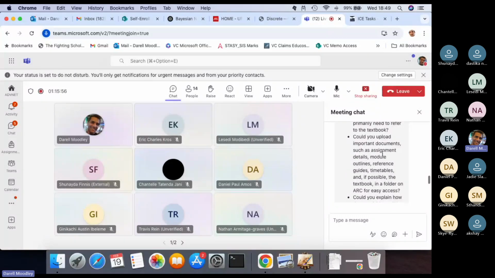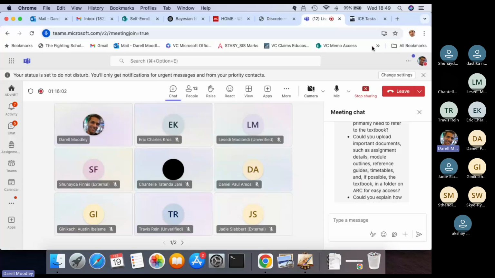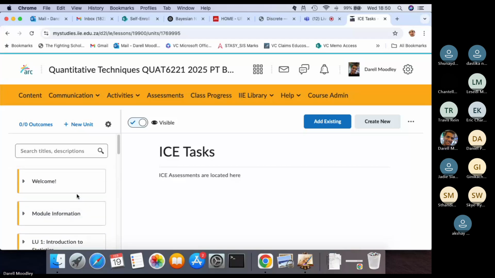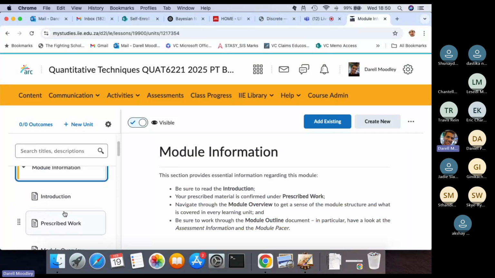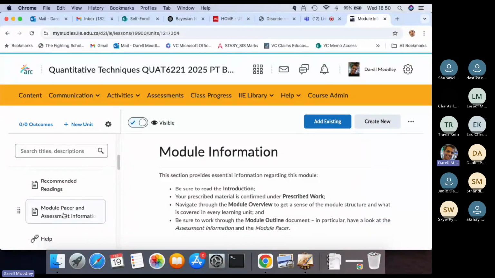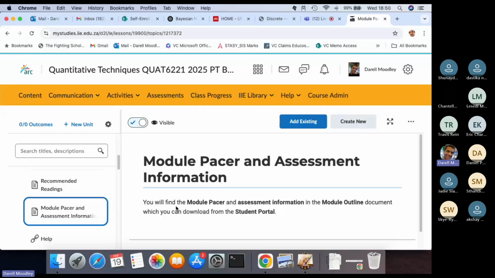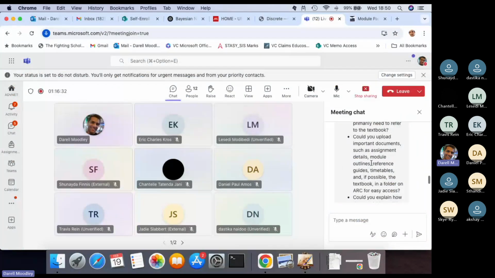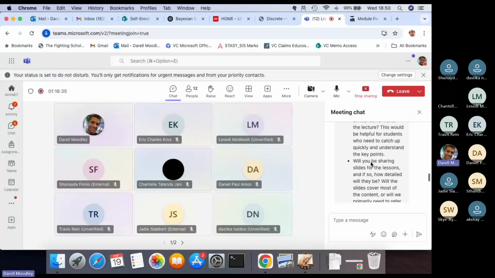Could you upload important documents such as assignment details, module outlines? Here you're supposed to access the portal. If you go to module information and click, navigate to the module overview. There you'll find the module overview, prescribed work, module pacer, and assessment information from the student portal. I'll try to get them and put them there, but ideally you're supposed to go to the portal and access them.